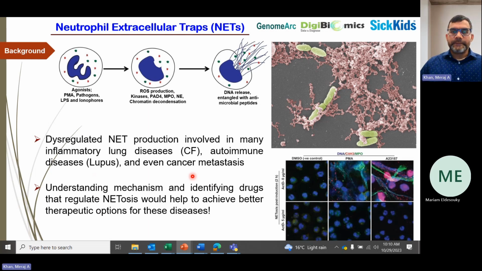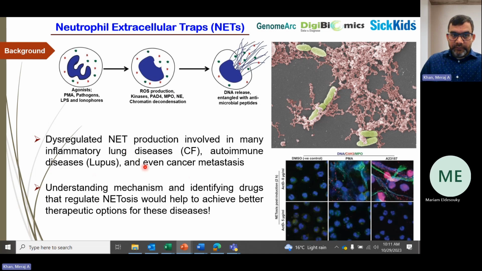What does it mean? Let's say infection happened, neutrophils came in, and the neutrophils eat up everything by releasing NETs. But if these NETs are not cleared, that is one thing. The second thing, if there are too many NETs, or there is some dysregulation in the microenvironment and neutrophils start making too many NETs, then that will be deleterious to the surrounding tissue, and that causes lots of problems.